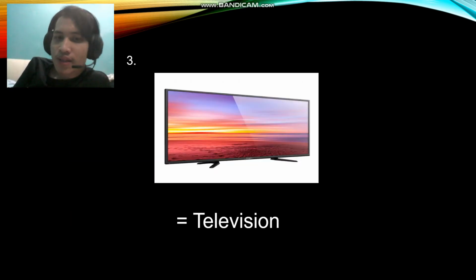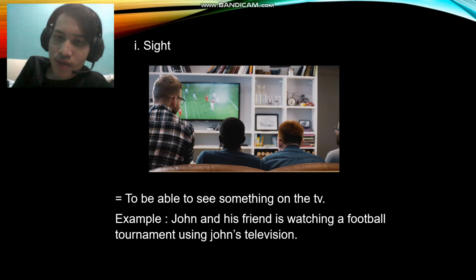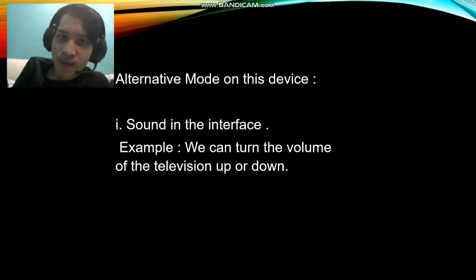Okay, third device is a television. Senses used on this device is sight. To be able to see something on the TV. Example, John and his friend are watching a football tournament using John's television. Sound. To be able to hear the sound that is coming out of the television. Example, Julia and her family are listening to a Michael Jackson song on the television.